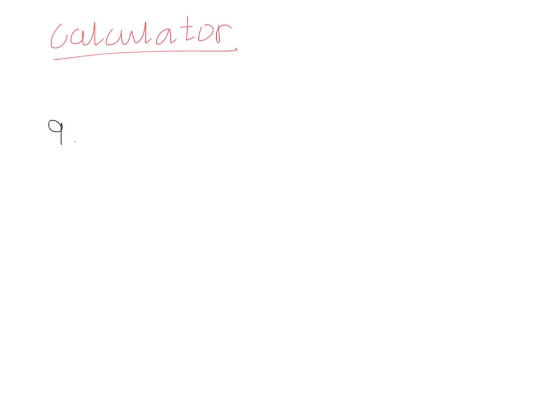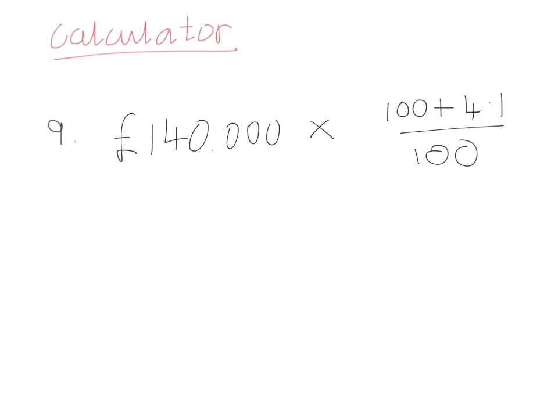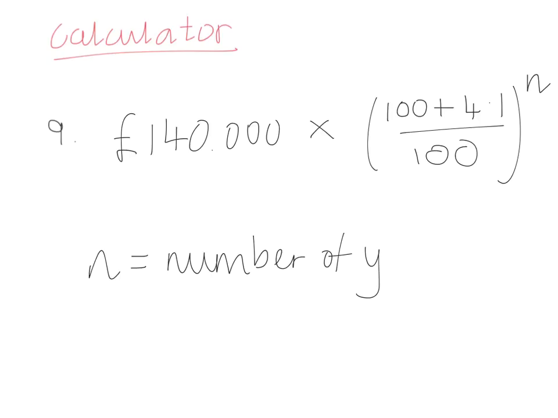Question 9 says a house costs 140,000. Okay. The value of the house increases each year by 4.1%, so that means we need to times it by 100. It's increasing, so we add 4.1, divide it by 100, and then put it to the power of n. And n is the number of years. Don't lose marks at the end for not putting it to 3 significant figures. The question specifically states that.